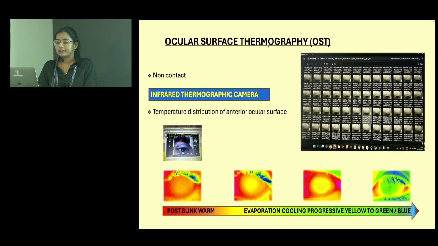A non-contact infrared thermography camera measures the temperature distribution of anterior ocular surface. A series of images were taken during the test. Post-blink, red areas represent warmer regions with uniform tear distribution, and with evaporation, cooler areas appear on the cornea, which is represented by yellow to green color.